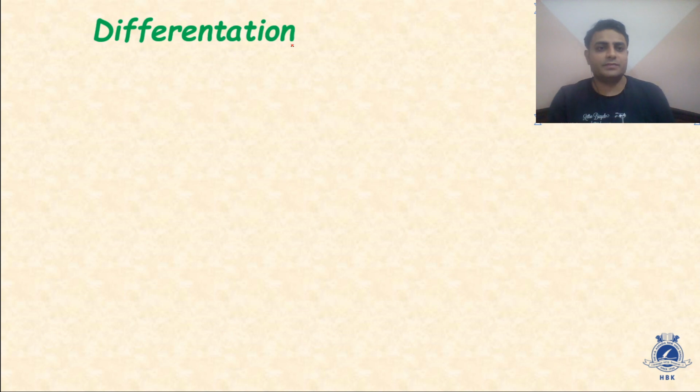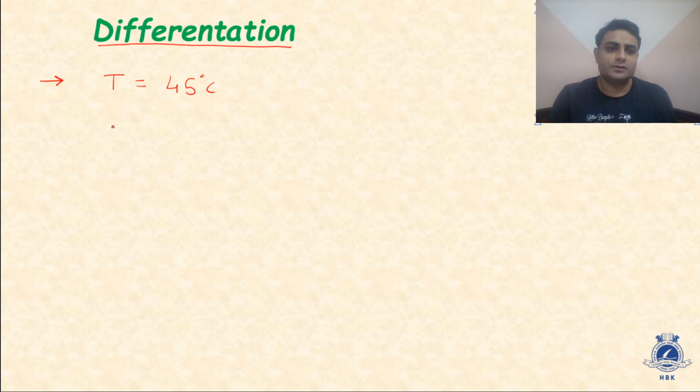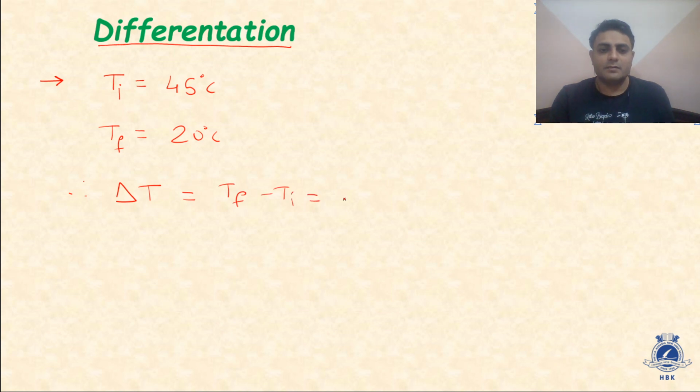Differentiation is something which is related with the difference of something. Like if we subtract anything, imagine the temperature of Ahmedabad today is 45 degrees Celsius in the afternoon, and at night it becomes, suppose, 20 degrees Celsius. Let it be T initial and T final. Then we can say the decrease in temperature, delta T, is equal to final temperature minus initial temperature. We will be getting minus 25 degrees Celsius.